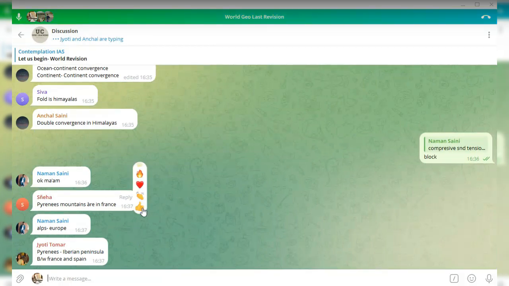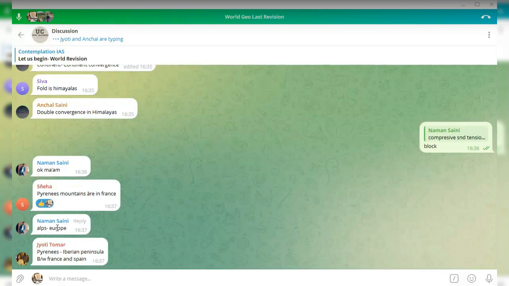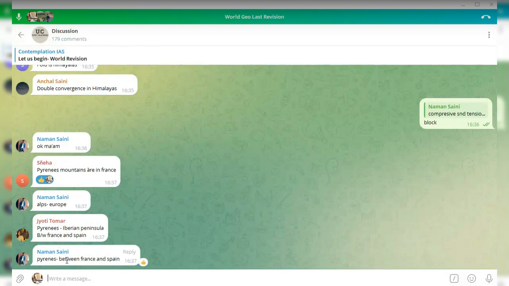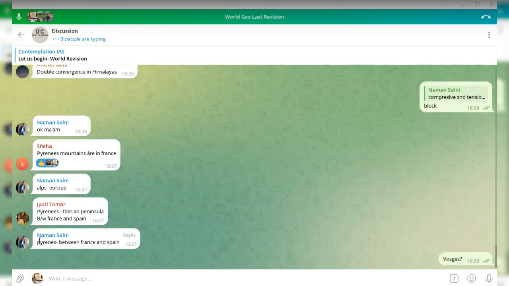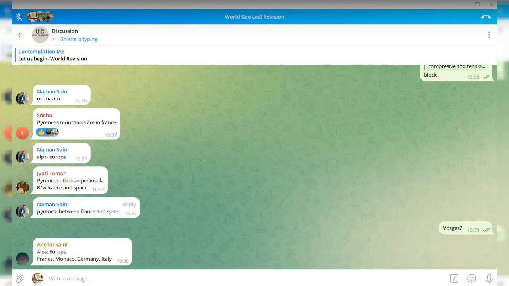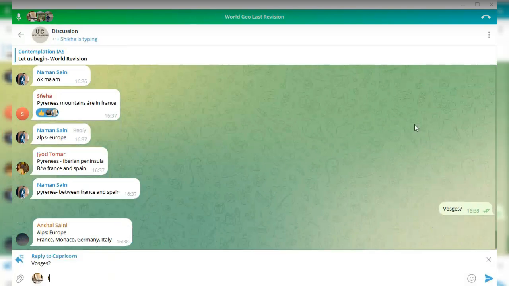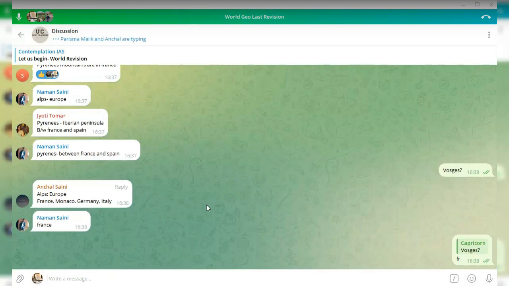Okay, this one is correct. Can we go country wise as well? Like no, continent wise, if they may ask. Yeah, France and Spain. All right. Okay. And then Vosges. France, okay. Yeah, correct.